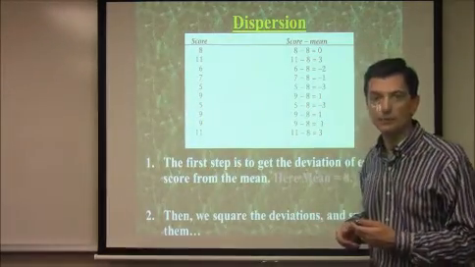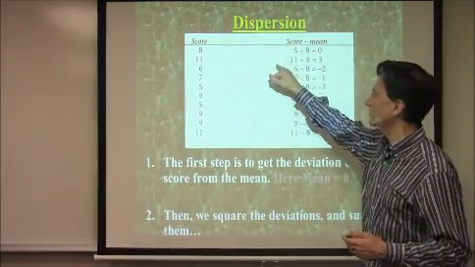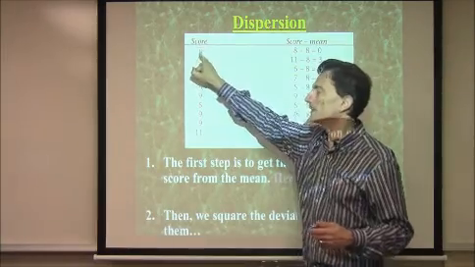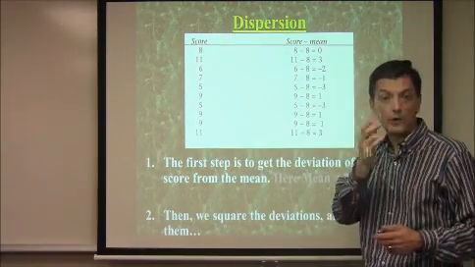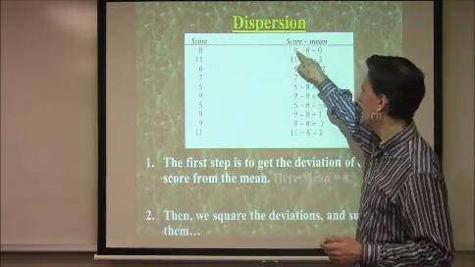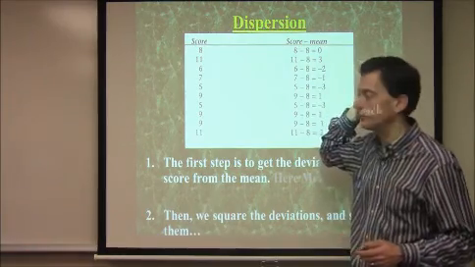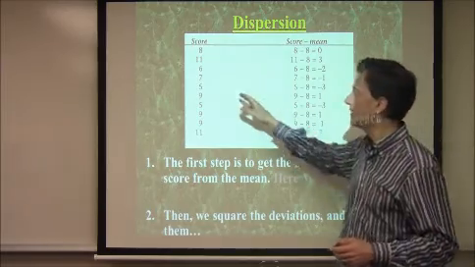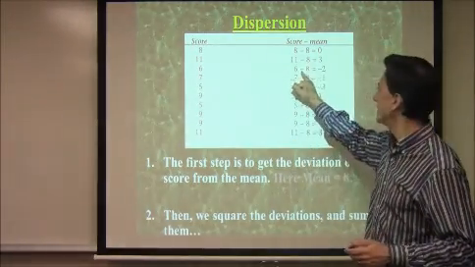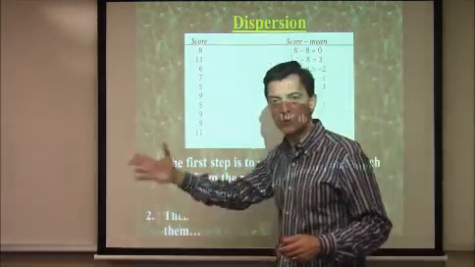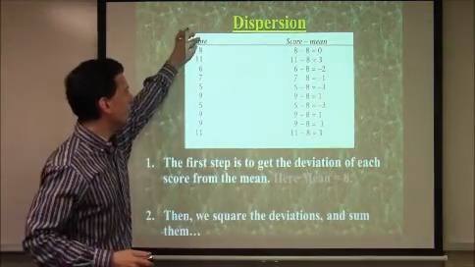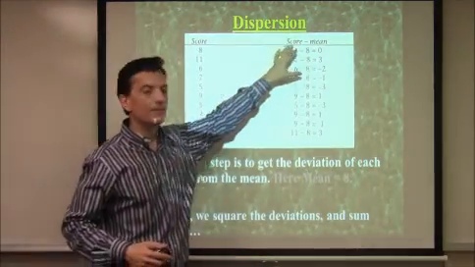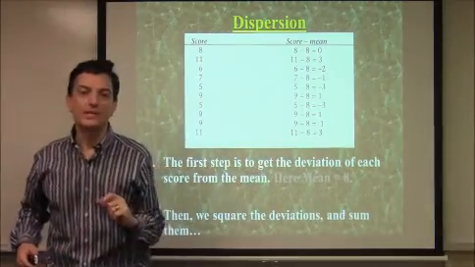Deviations are very simple to obtain. We take a given score, which has a value of 8 in this particular case, and we subtract the mean, which also happens to be 8 in this case. So we do 8 minus 8 and we get a deviation of 0. If we do 11 minus 8, we get a deviation of positive 3. If we do 6 minus 8, we get a deviation of negative 2, and so on down the line.